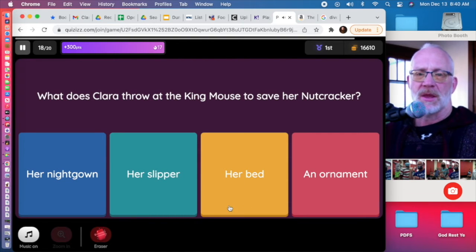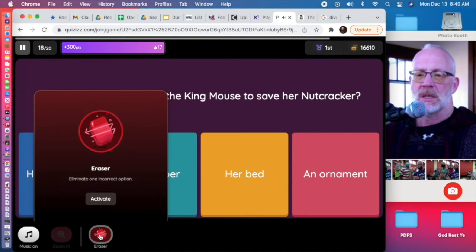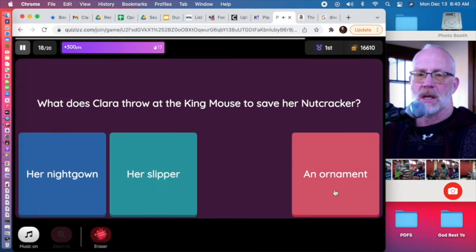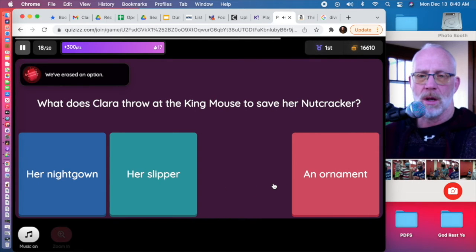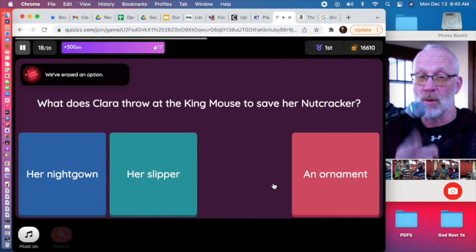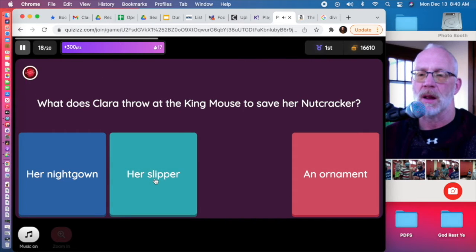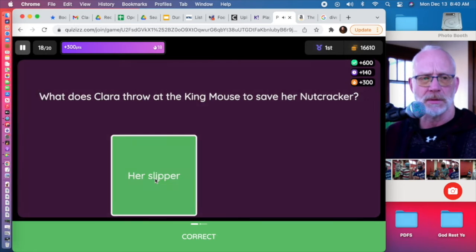What does Clara throw at the mouse? Does she throw her nightgown, her slipper, or an ornament? Now, it depends on which version we looked at, but in one version, she did throw her slipper, if you remember that.